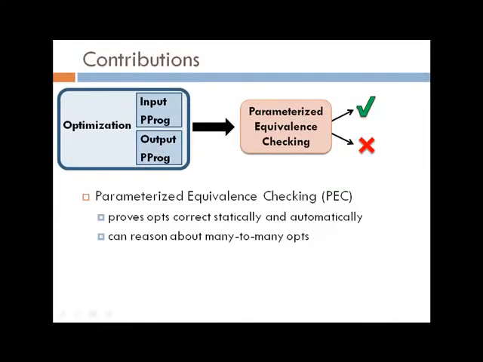Our main contribution is the PEC algorithm for checking the correctness of optimizations. PEC is fully automated, and it checks optimizations a priori, before they're ever run. Our primary advance over previous fully automated systems, like Rhodium, is the ability to prove the correctness of many-to-many rewrites, rather than just one-to-one rewrites.